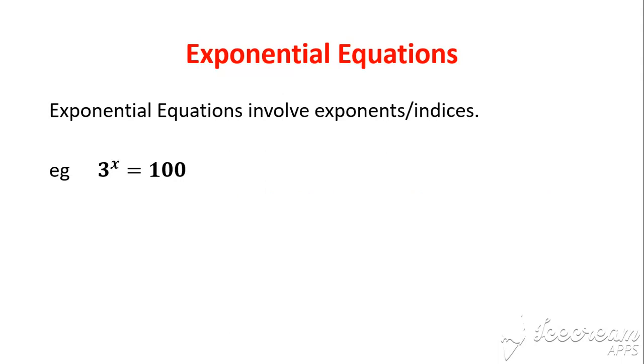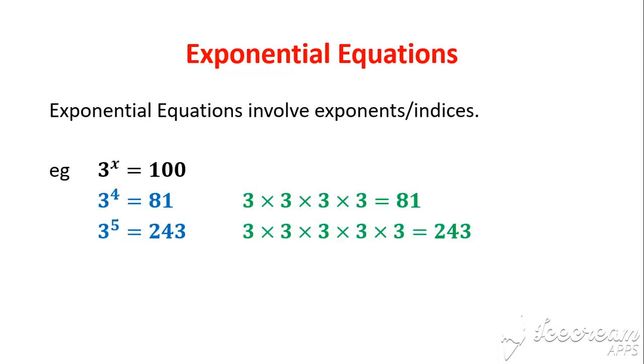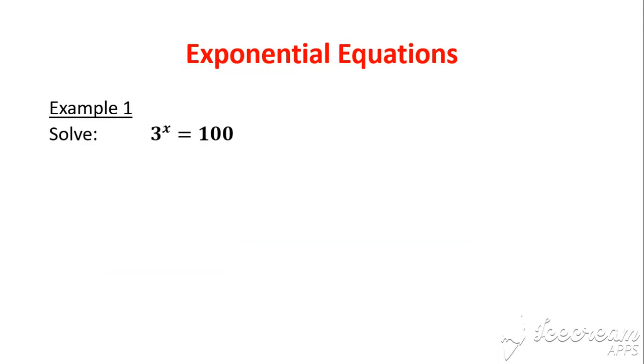3 to the power of x is equal to 100. Well, we know 3 to the power of 4 is 81, which is not quite enough. And 3 to the power of 5 is 243, and that's too much. So we know x is going to be somewhere between 4 and 5. It's a decimal somewhere between 4 and 5. Let's show you a really cool way of solving this.